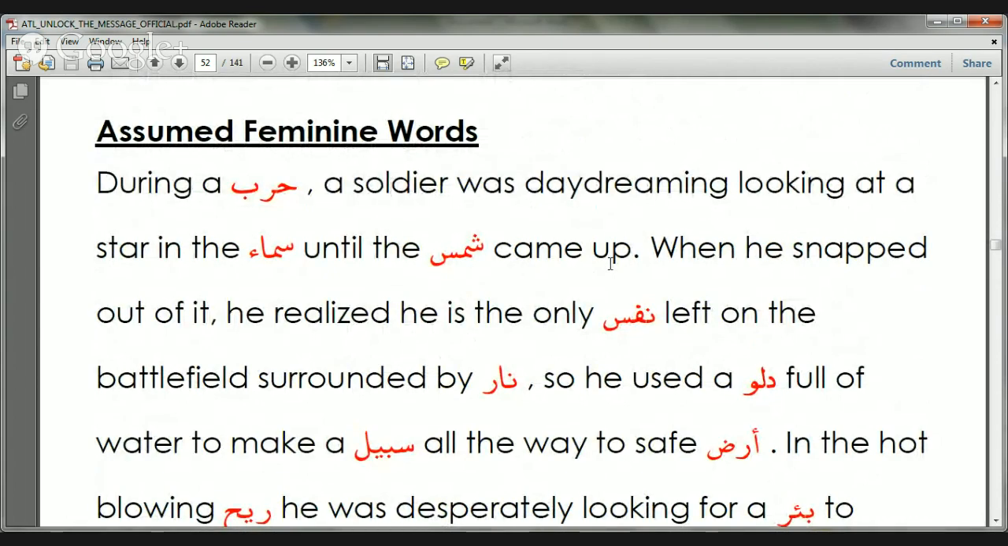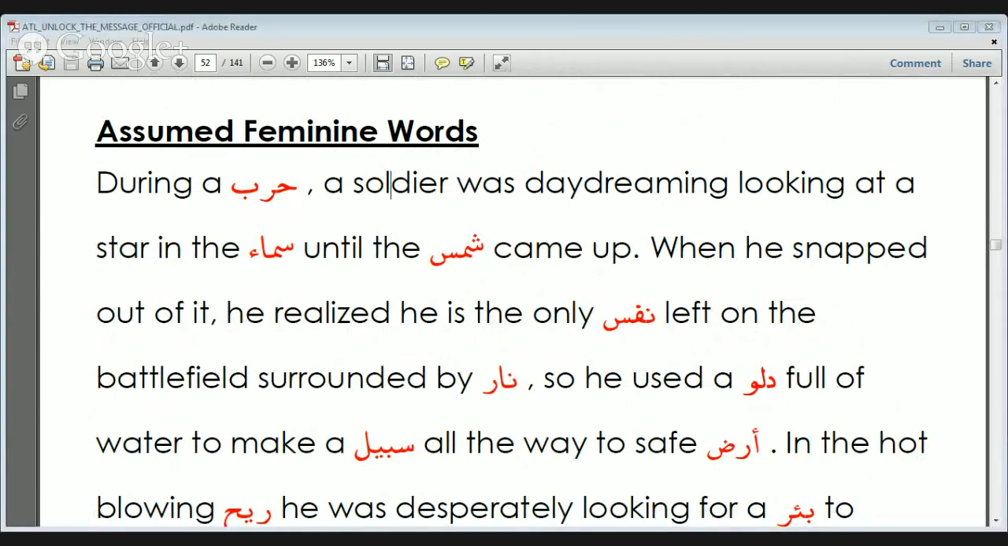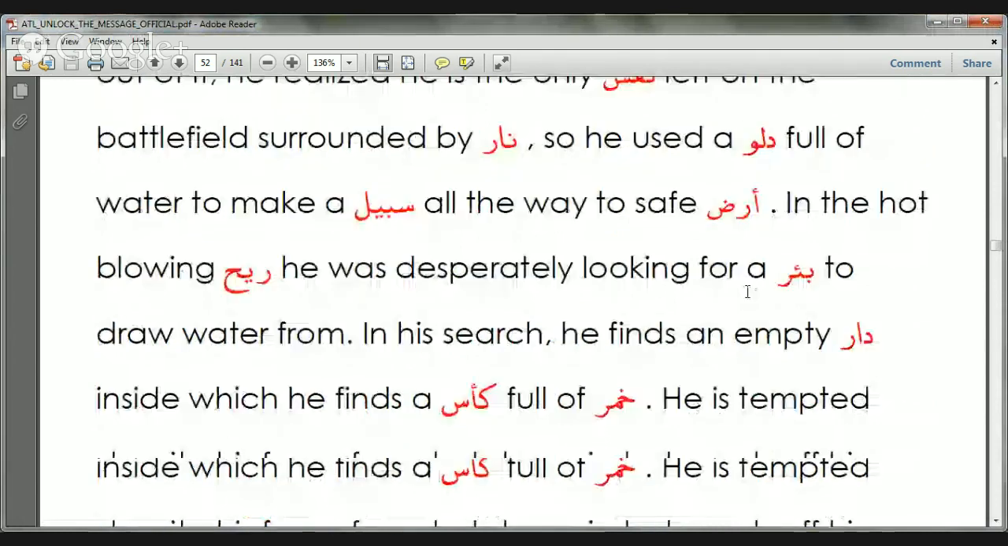These are your assumed feminine words. What's the rule about assumed feminine words? They don't look feminine, but every Arab speaker considers them feminine. Every Arab speaker considers them feminine. This is the full list? This is the majority of them. There may be other words here and there, but this is the majority of them.